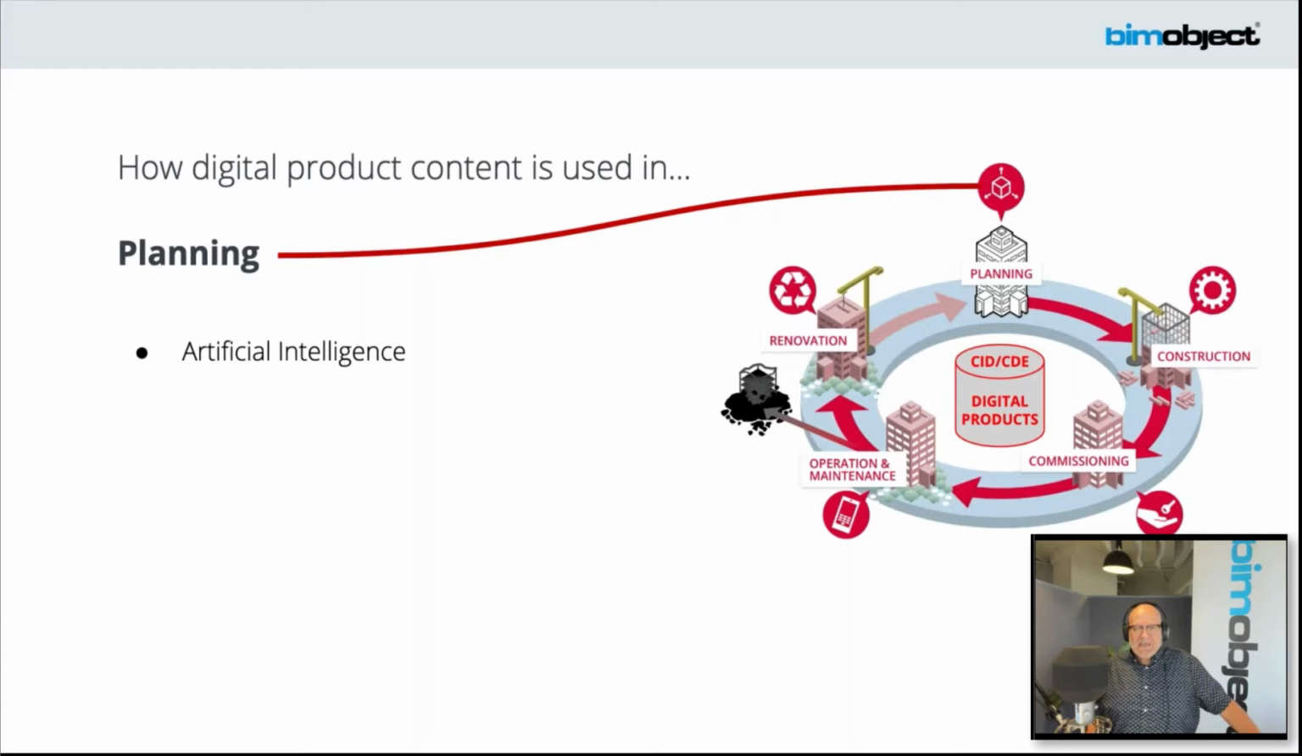So in the planning stage, what we're seeing that is needing and consuming the digital contents of building products is even artificial intelligence. And actually, this may be coming even from the renovation. The artificial intelligence is being used in many ways to manage systems, to identify systems, to even help in the whole sequencing and the planning of the facility.